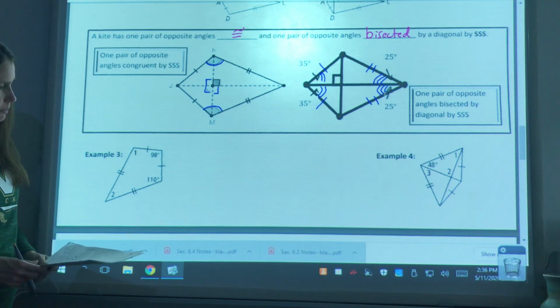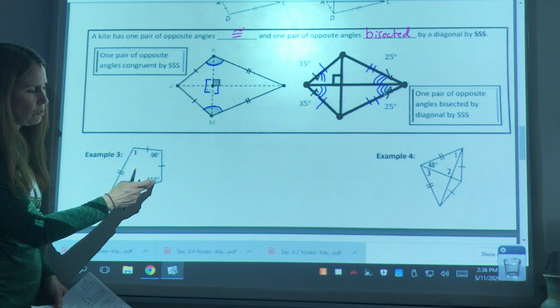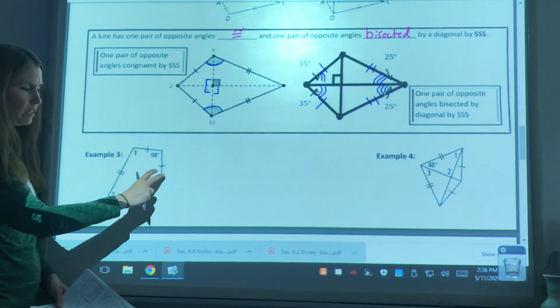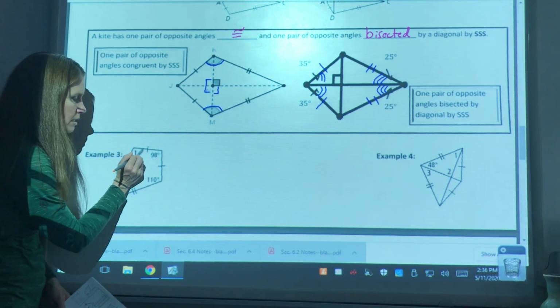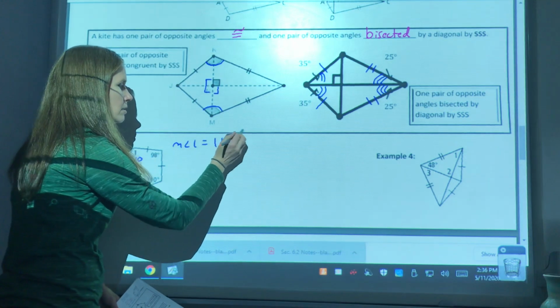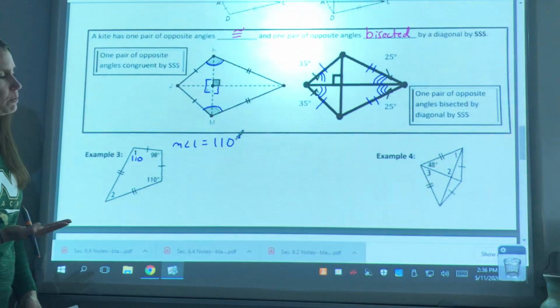But in this particular case, I can use the fact that I know that the one pair of opposite angles are congruent. In between the non-congruent sides, those angles must be congruent. So if that's 110, that's 110. Okay, so that part's pretty quick. And in terms of figuring out angle 2, there's multiple things you can do here.